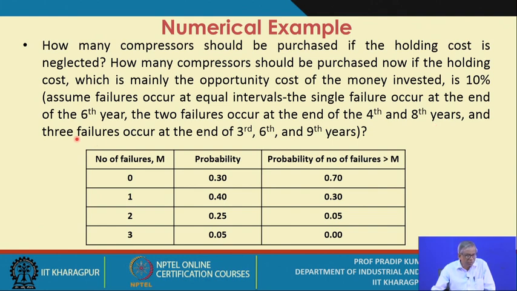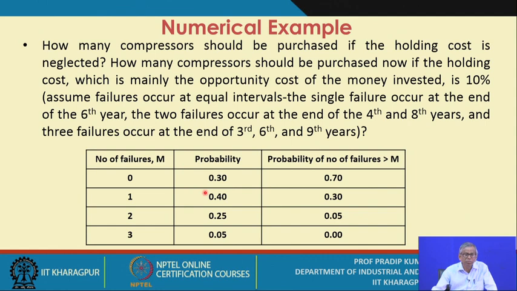And if, for example, there are 3 failures occurring, that means these failures will occur at the end of the 3rd, 6th and 9th year. So these assumptions we are making. Okay, so now this is the table given, that means against the number of failures what is the corresponding probability.